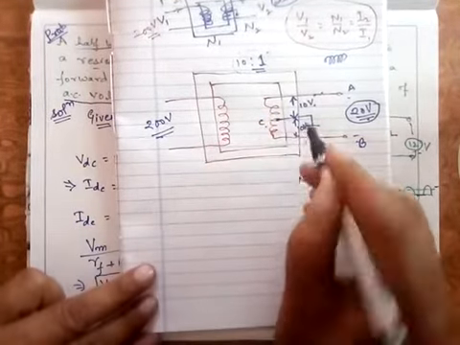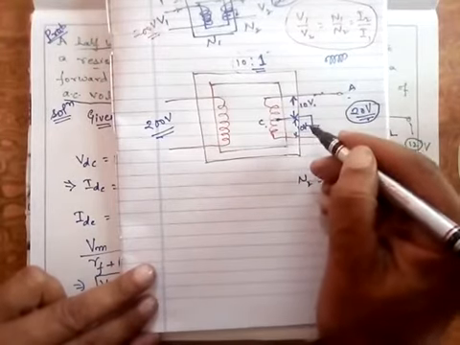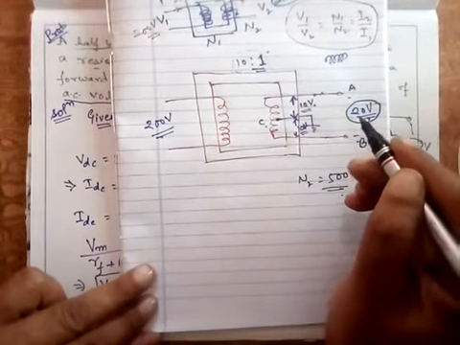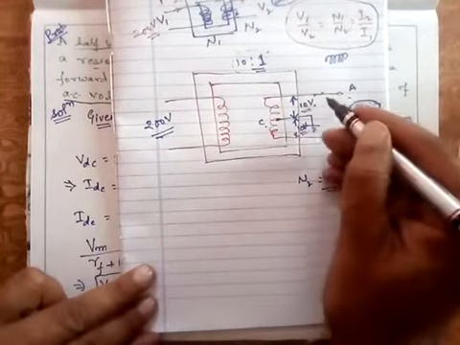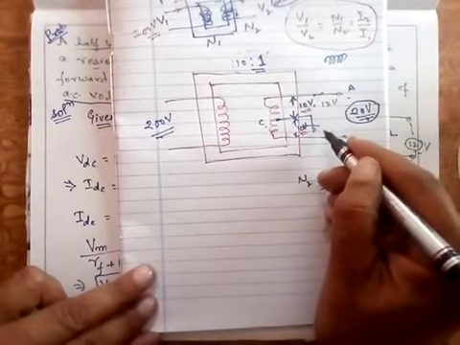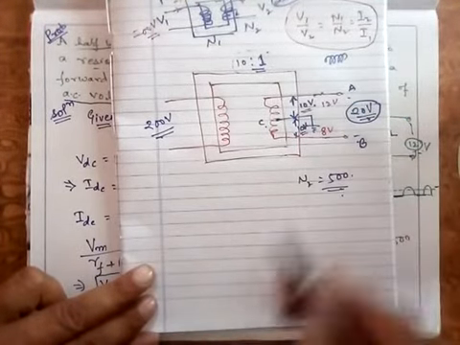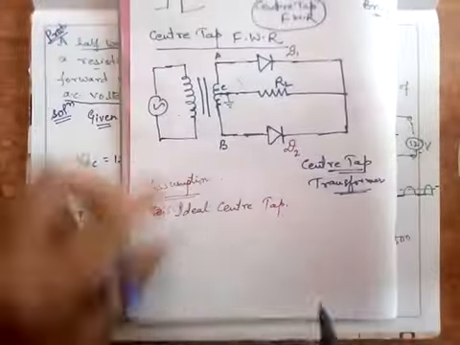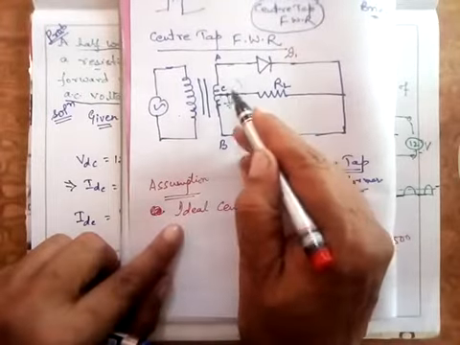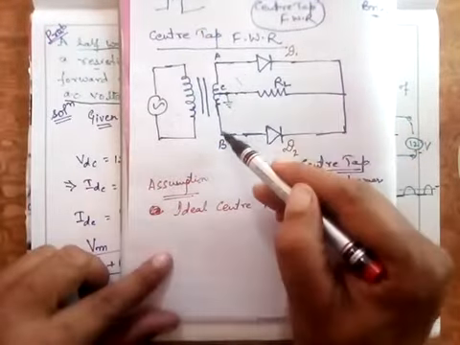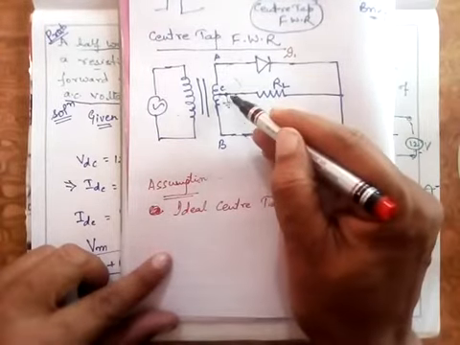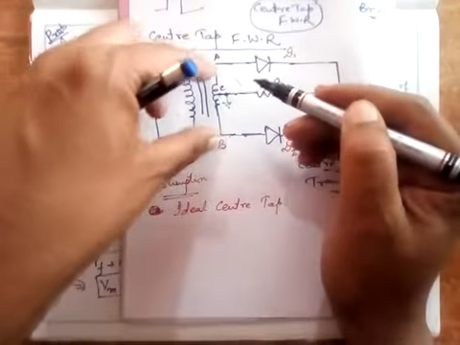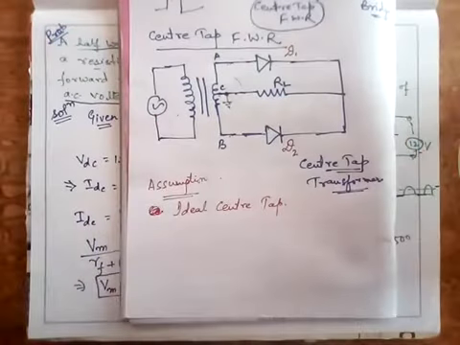But practically this does not happen exactly. This 20 volt is divided into 10 volt and 10 volt exact. Practically there is a possibility that here you have 12 volt and here you have 8 volt. So the very first thing is that we assume that this is an exact ideal center tap, that whatever voltage I obtain between A and B, the voltage between A and C or B and C is exact half of the voltage between A and B. Very first thing is that.